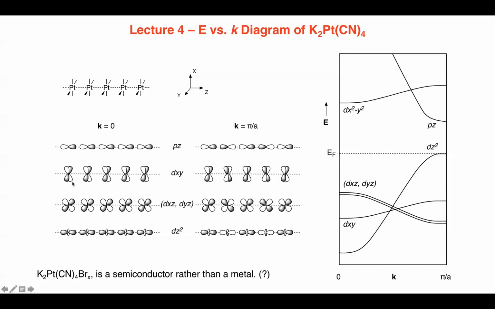Now let's look at delta. We've got delta orbitals here. This is dxy, or dx squared minus y squared, if you like. And you can see that not changing the sign gives you a bonding interaction. These guys are parallel to each other.